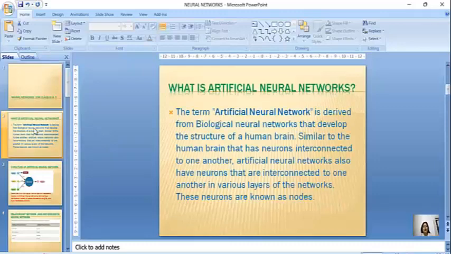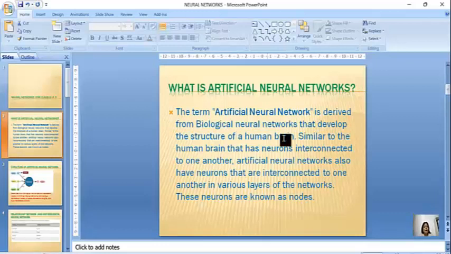So what is an artificial neural network? The term artificial neural network is derived from the biological neural network that develops the structure of the human brain. As the human brain has a structure with thousands, lakhs, and millions of neurons, an artificial neural network is a mimic of the human brain, which can perform the same type of task as a human being can do.